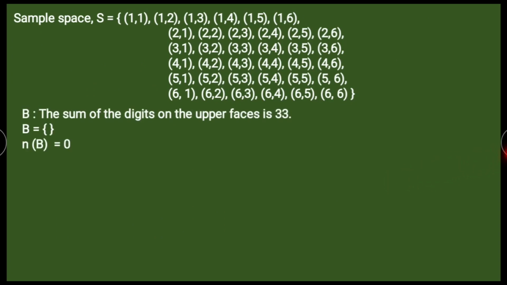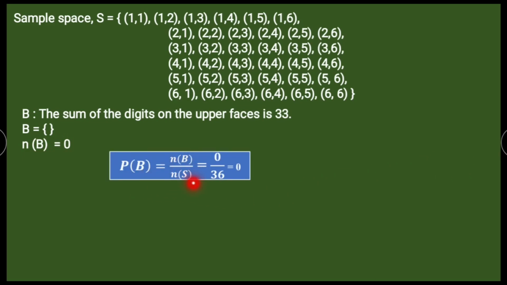Then for the second event, event B, the sum of the digits on the upper faces is 33. If you observe, the highest sum is 6 plus 6, 12. So there are no such elements whose sum is 33. So B contains no elements. So we write here B as the empty set. So n(B) equals 0. So the probability we get is 0. So we write here P(B) equals n(B) upon n(S). n(B) is 0, n(S) is 36, and we know that 0 upon any number is 0. So the probability is 0.